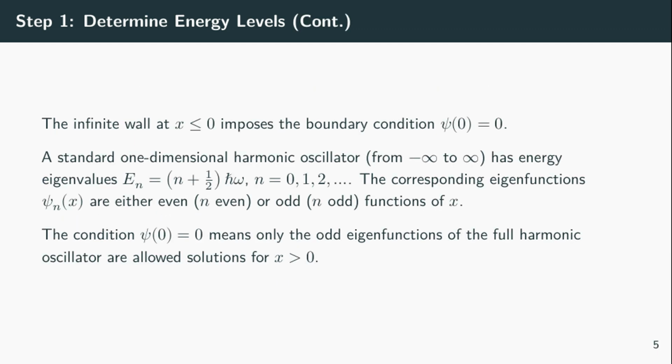Now let's continue with determining those energy levels. The infinite wall at x less than or equal to 0 is a crucial boundary condition. It forces the wave function psi to be 0 right at x equals 0, so psi of 0 must be 0. Let's think about the standard one-dimensional harmonic oscillator which exists from minus infinity to plus infinity. Its energy eigenvalues are given by En equals (n plus 1/2) h bar omega, where n can be 0, 1, 2 and so on. The wave functions for this full harmonic oscillator, psi n of x, are either even functions of x when n is even or odd functions of x when n is odd. The boundary condition psi of 0 equals 0 means that only the wave functions that are odd with respect to x are allowed.